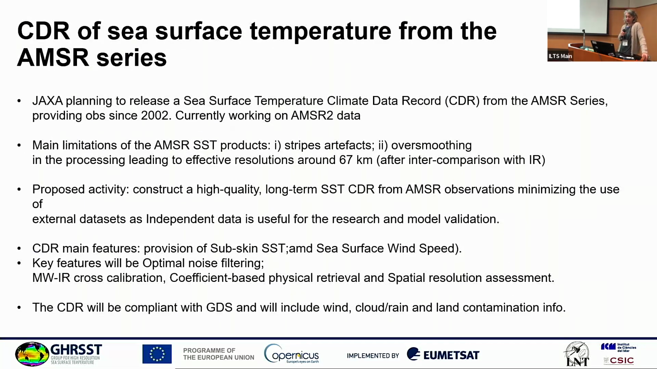Then we had the presentation of the CDR of SST from the AMSR series, and it's a plan from JAXA to release a sea surface temperature climate data record, providing observations since 2002. Currently, there's work on the AMSR2 data. Some main limitations of the AMSR SST products were identified with respect to stripe artifacts and over-smoothing, and there have been some proposed activities on how to mitigate those and create a high-quality CDR from the AMSR series SSTs.